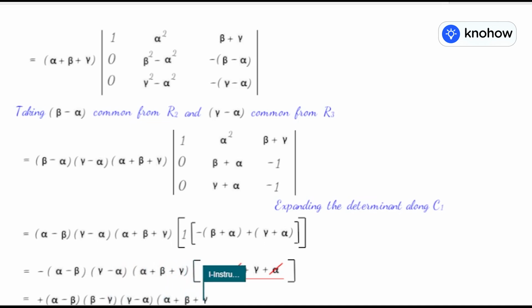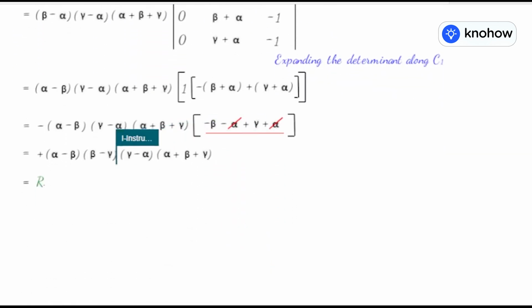So finally you get the value of the determinant as the required right hand side: alpha minus beta, beta minus gamma, gamma minus alpha, and alpha plus beta plus gamma, that is the required right hand side.